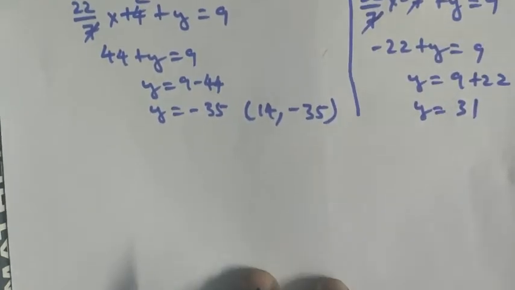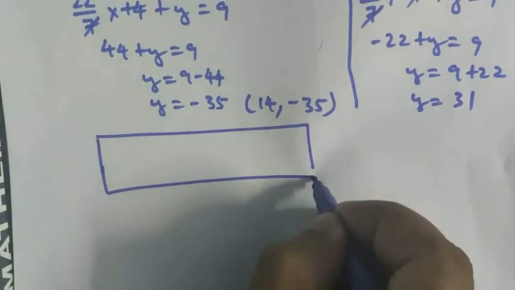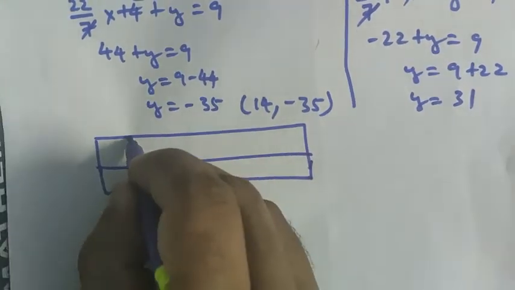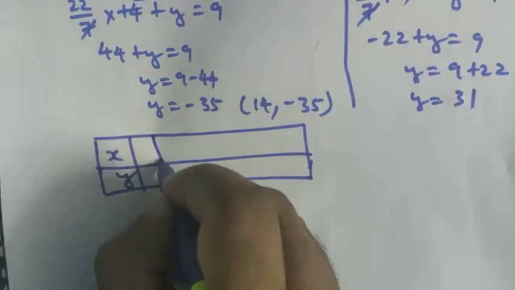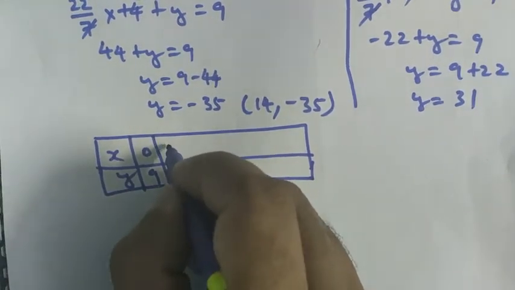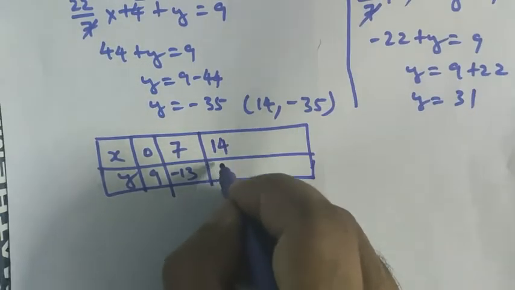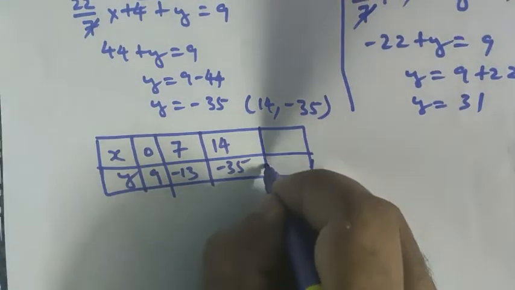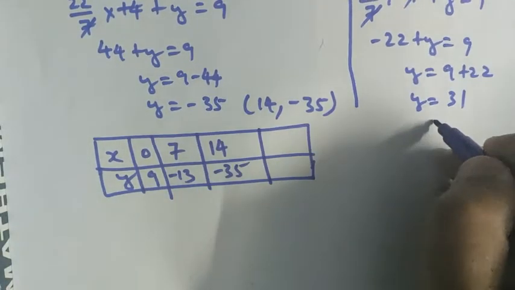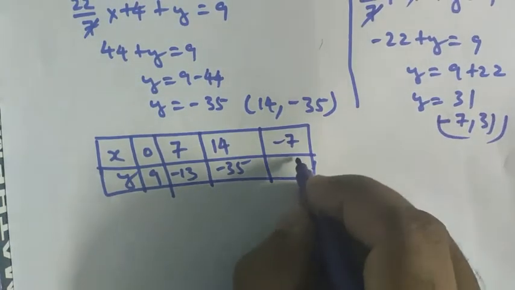So the points for different values of x and y will be as follows. For x equals 0, y we have taken as 9. Second point is 7 comma minus 13. Third point is 14 comma minus 35. And the fourth point is minus 7 comma 31. So in the third equation we have x equals 4y.